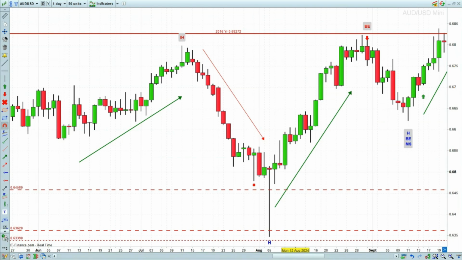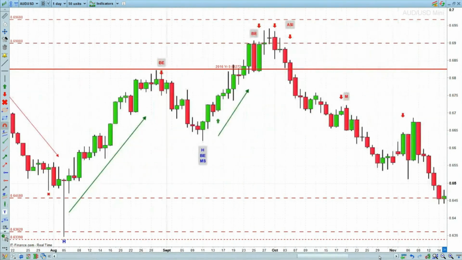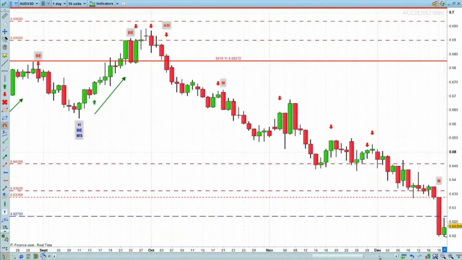Bullish engulfing. So let's say bullish engulfing. Yep. So there's one over there. I can see it in November 06.